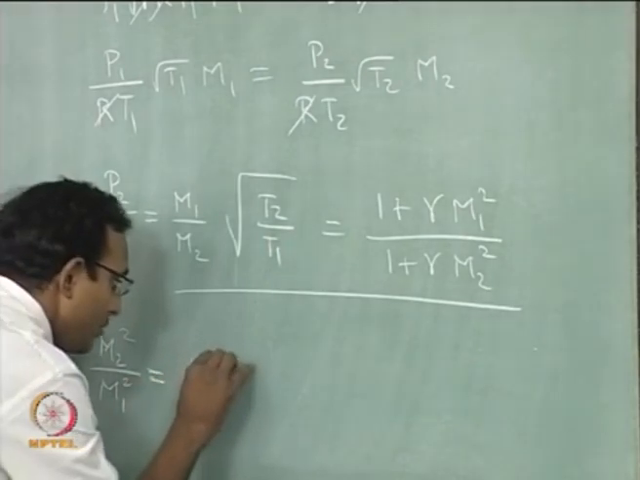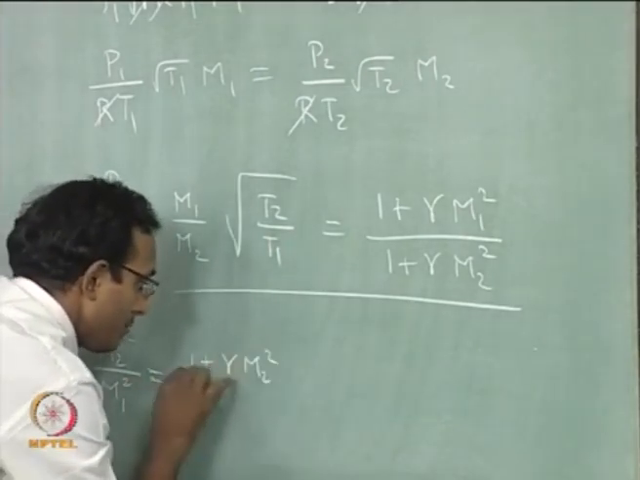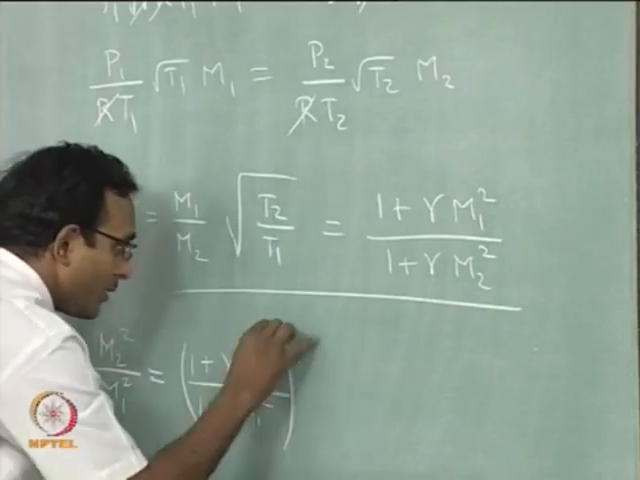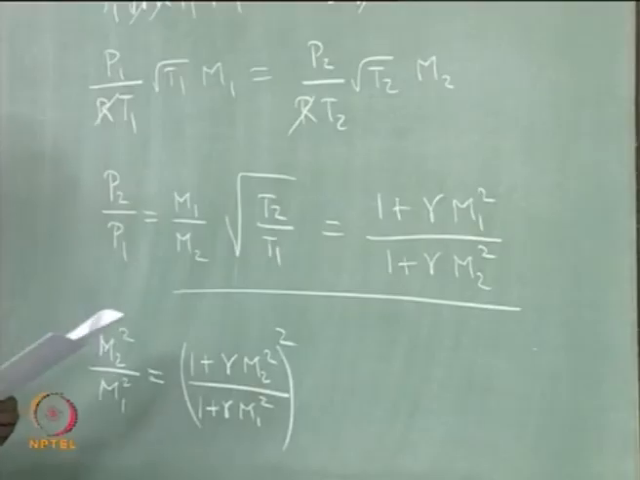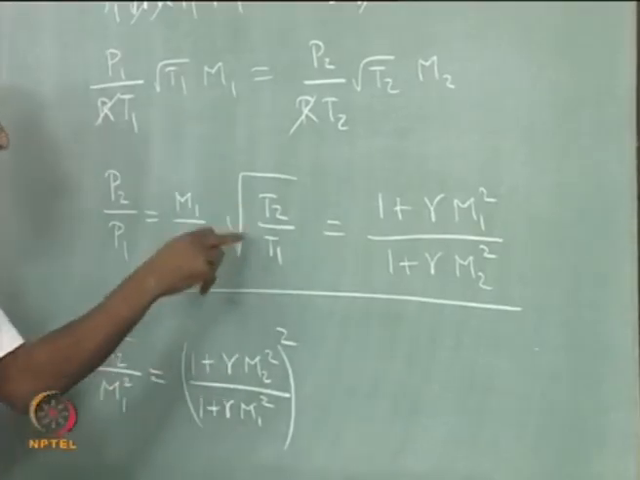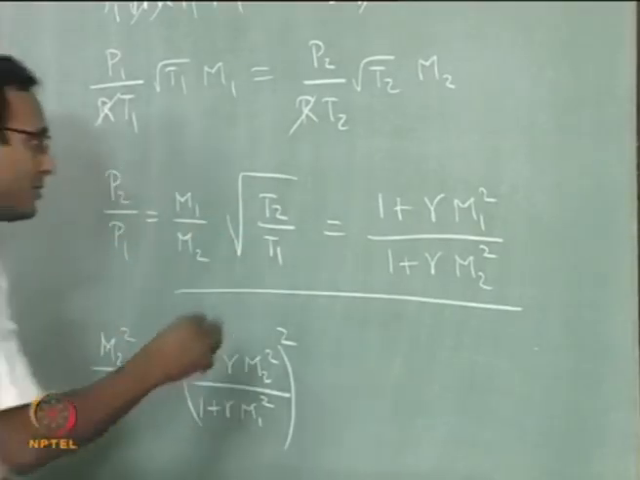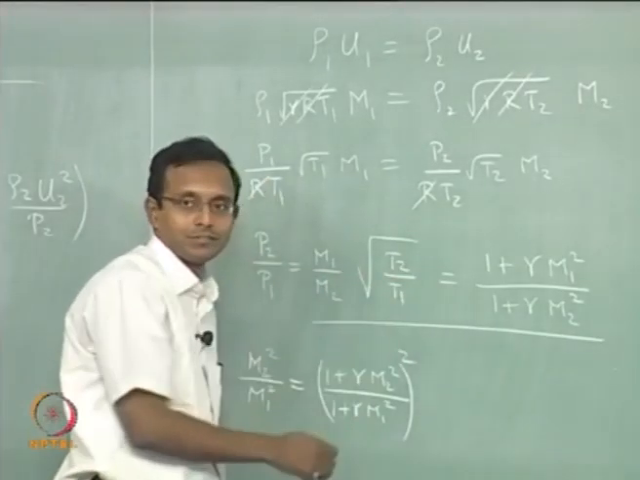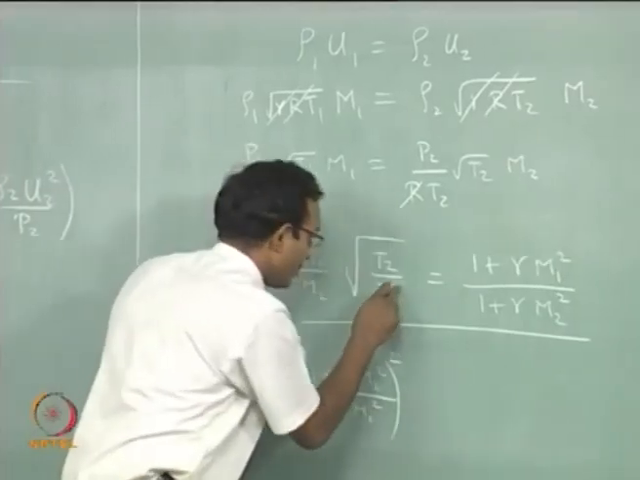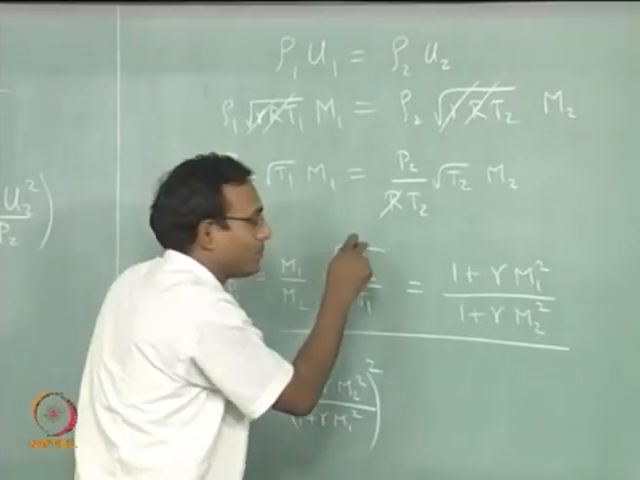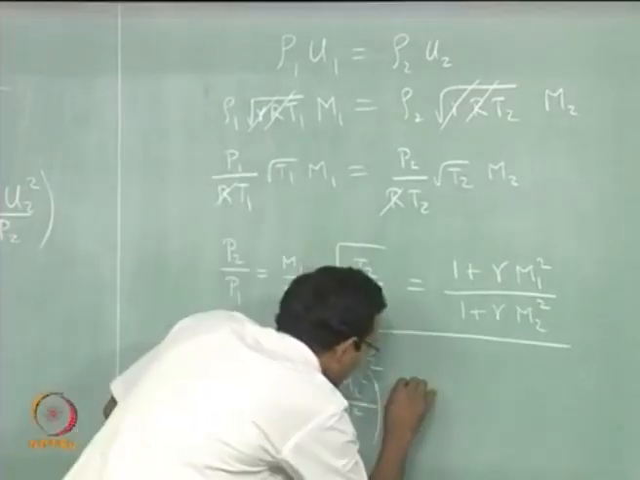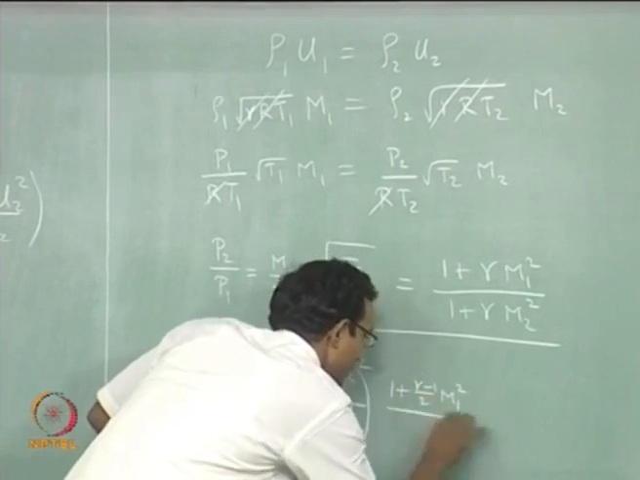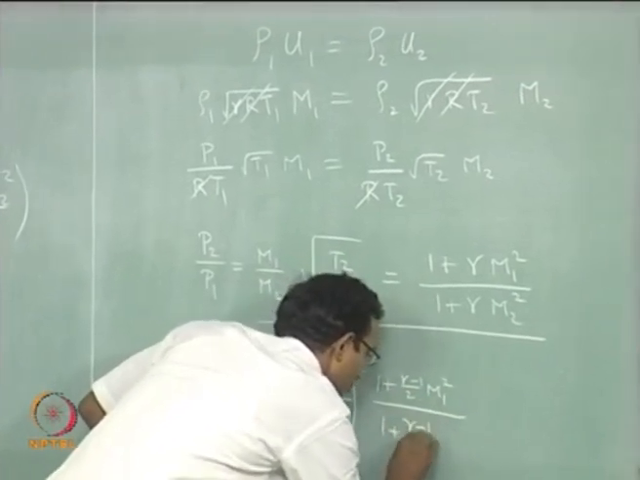So, I will have 1 plus gamma m2 square, 1 plus gamma m1 square, this whole square, because I have squared the previous equation, times I will have t2 by t1, I have squared it. So, t2 on the numerator will be equal unto t2 by t naught divided by t1 by t naught. So, it will be equal unto t naught by t2 in the denominator, t naught by t1 in the numerator. So, I will write t naught by t1 m1 square divided by 1 plus gamma minus 1 by 2 m2 square.